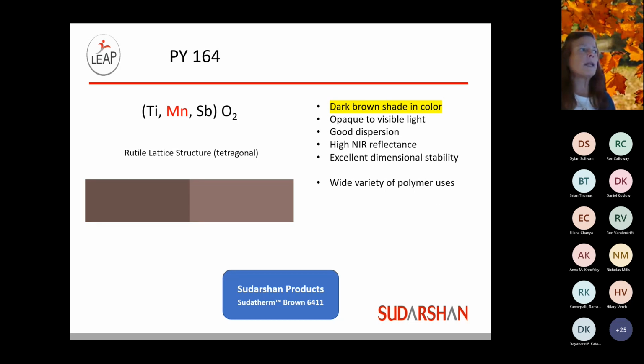And then the last one in the rutile class is the pigment yellow 164. Here, the coloring metal ion is the manganese, and this results in a dark brown shade in color. This has very good dispersion, high near IR reflectance, and is very useful in many applications. We've recently introduced this product, the Sudatherm Brown 6411, just this month, and so is one of our first in our range of CICPs.